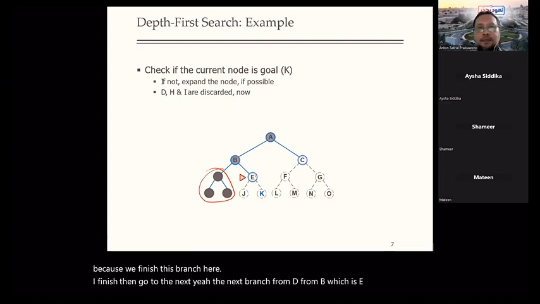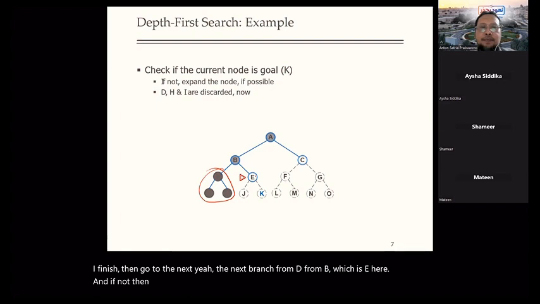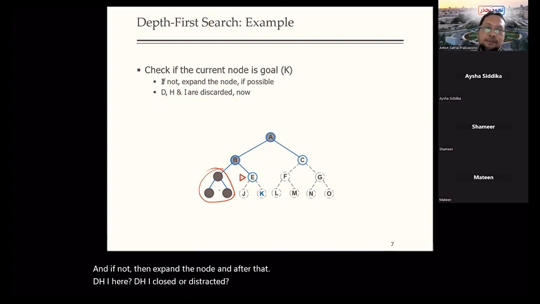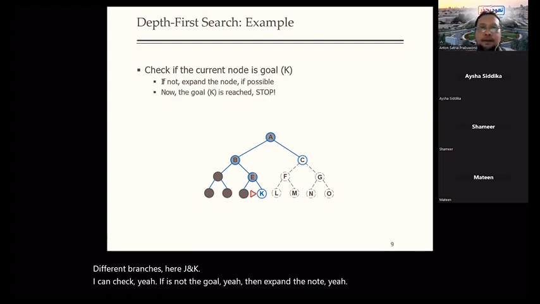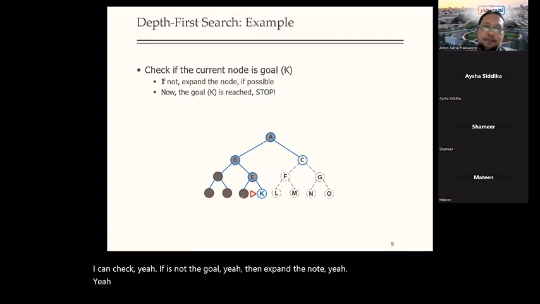here. And if not, then expand the node, and after that, D, H, I here, D, H, I closed, or discharge it, because this is finished at that end. Now then go to E here. And then E has different branches here, J and K. Then check, if E is not the goal, then expand the node. Now the goal K is reached because E gives J and K.